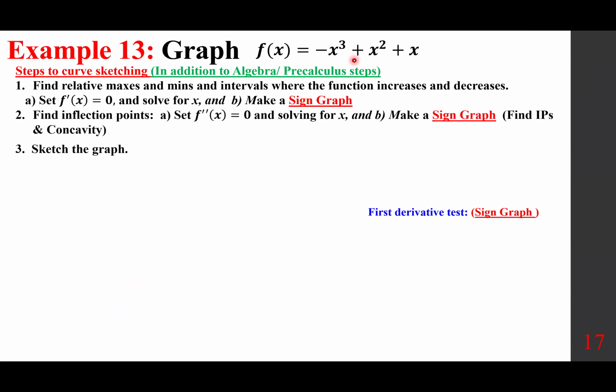We're going to graph f of x equals minus x cubed plus x squared plus x. And of course, I have mentioned that when you want to graph that, you have to use information from pre-calculus and then add calculus. So this is adding calculus. The first thing before even we look at the calculus part, let's find the intercepts.